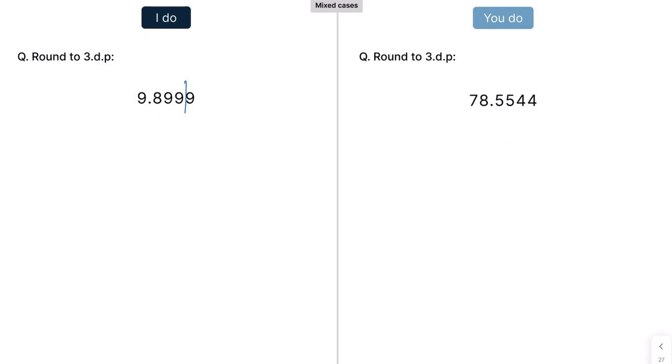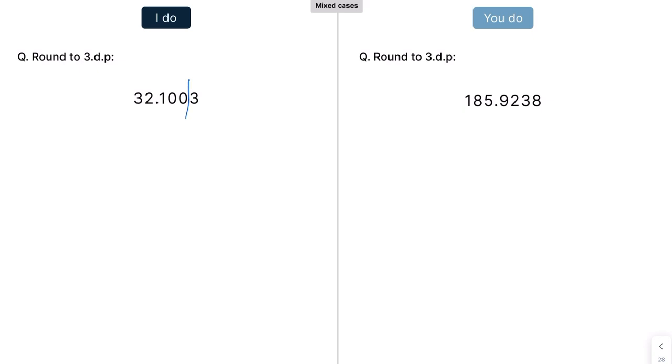So the 3rd decimal place, draw your line there. Look at the decider. So this 9 becomes a 10, 1 carries over, 9 becomes a 10 again, 1 carries over, the 8 becomes a 9, so the answer is 9.900. 3 decimal places. Again, hopefully you've pressed pause and had a go at this. So the decider is a 4, so that means there's no need for rounding. We leave the answer as that.